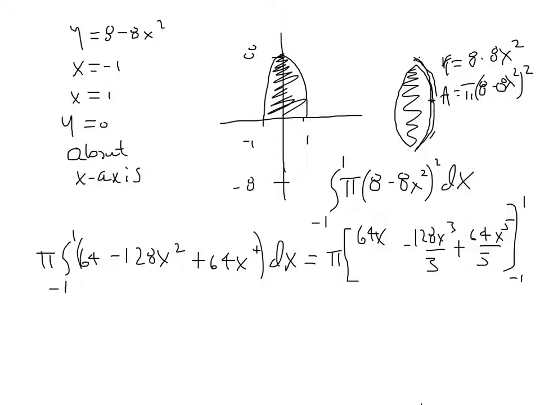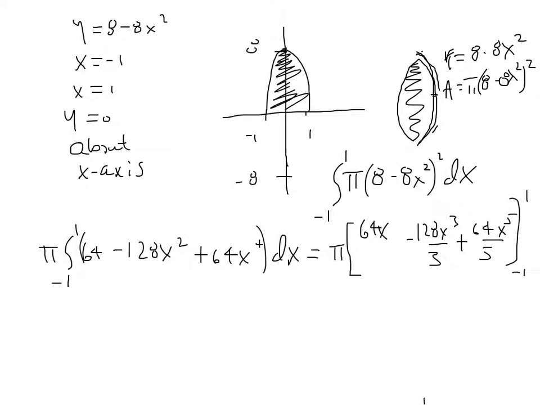And if we were to take a representative width inside this region and then rotate it around the x-axis and then draw the disk, we'd have something like this with a face on the front, and the radius of that thing would just be whatever the y value is for any given x value, when y is given by 8 minus 8x squared. So the radius then is just going to be 8 minus 8x squared.